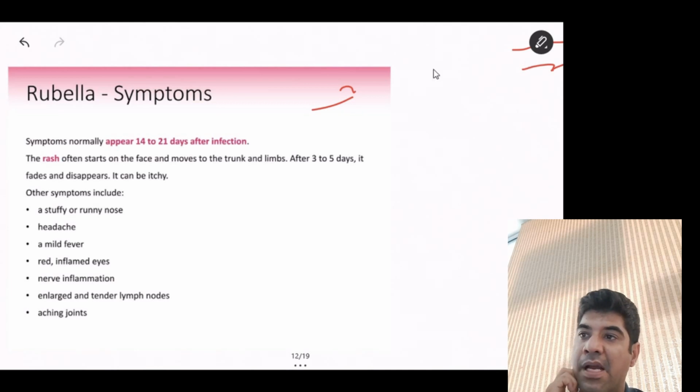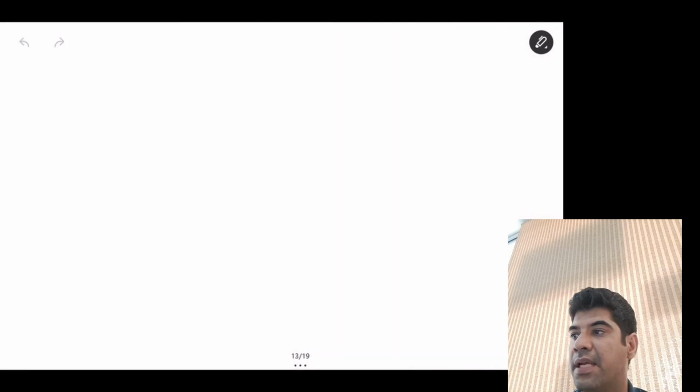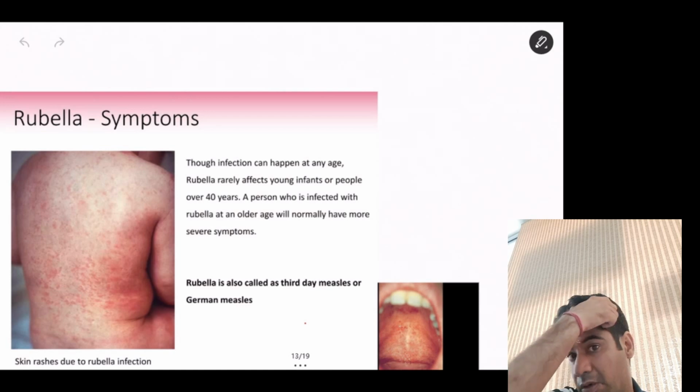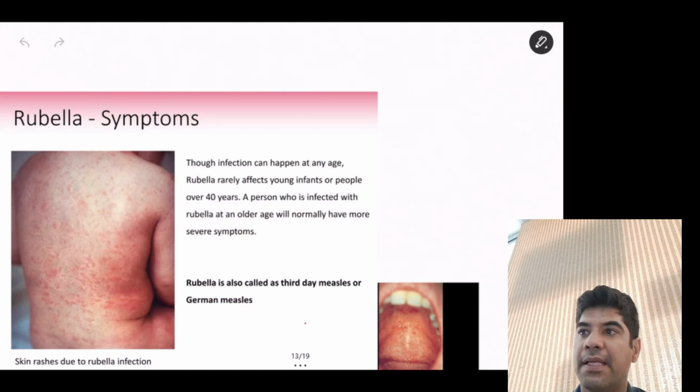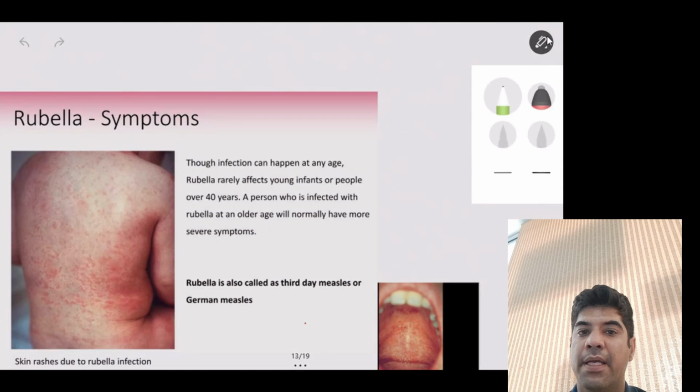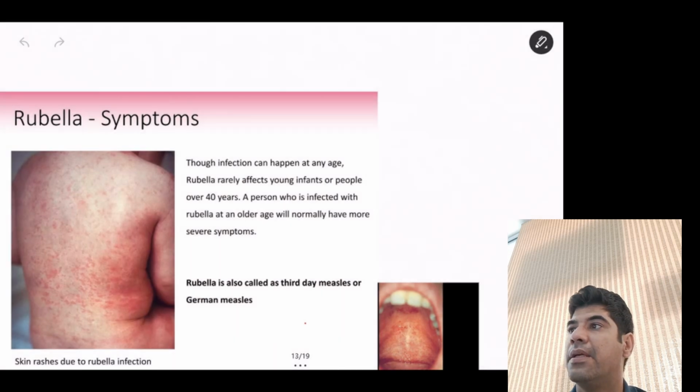There may be tender lymph nodes, etc. The rash usually starts on the face and the neck region, and it spreads to the body within a day and fades with desquamation. It is usually resolved by day 3.